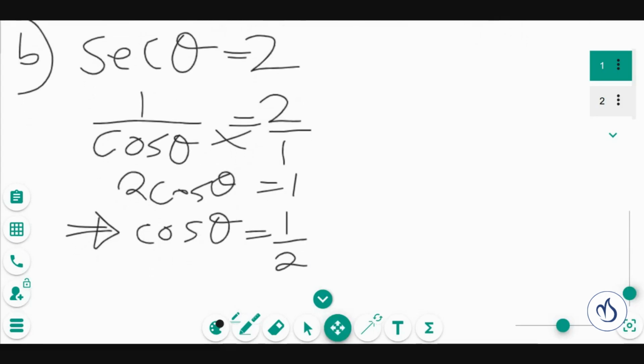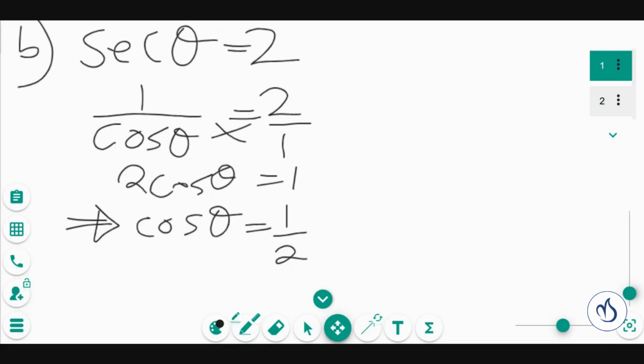Remember how we began? We were given sec theta. We cannot work with sec theta. In our quadrants, we don't know sec theta. We know sine, cos, tan. All students take chemistry. There is no sec there. So sec is 1 over cos. Yes, and then make cos the subject. So cos theta is a half.